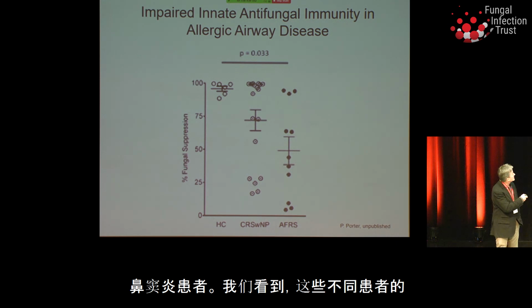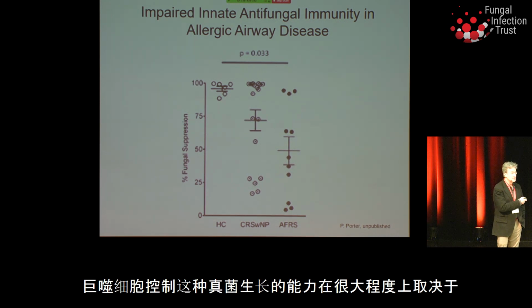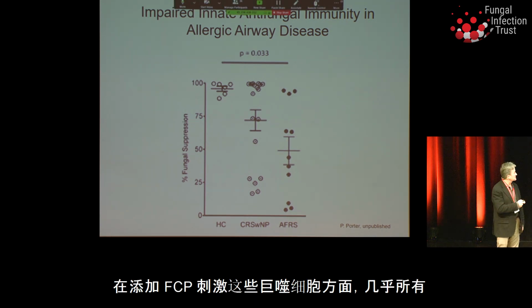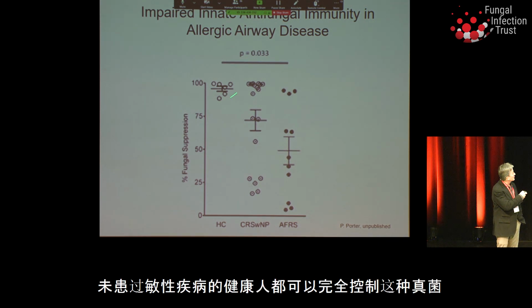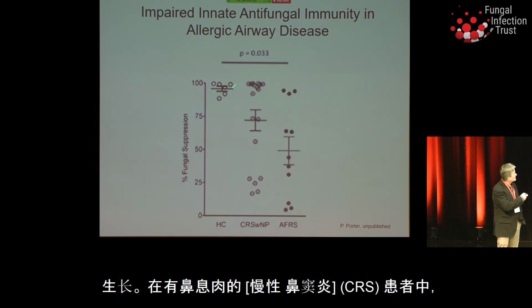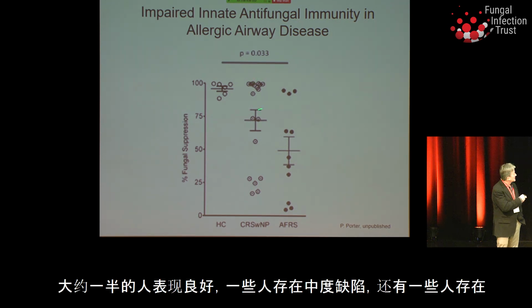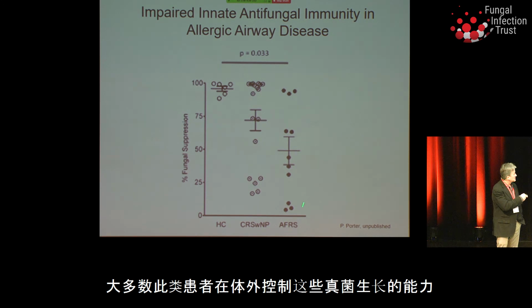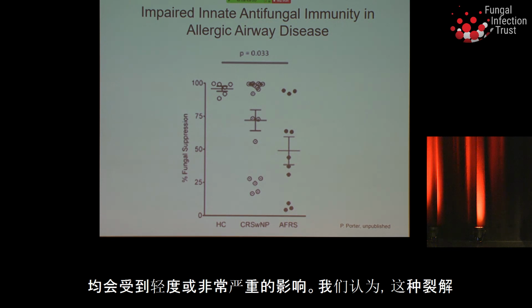What we see is that the ability of these different patients' macrophages to control that fungal growth very strongly depends on their disease status. Even after all the activation we can give, in terms of adding FCPs to stimulate these macrophages, virtually all healthy people that have no allergic disease can completely control that fungal growth. About half of CRS with nasal polyps do just fine. A few have moderate defects and a few more have severe defects. But when you get to AFRS, the majority of these patients are either mildly or very severely impaired in their ability to control that fungal growth in vitro.